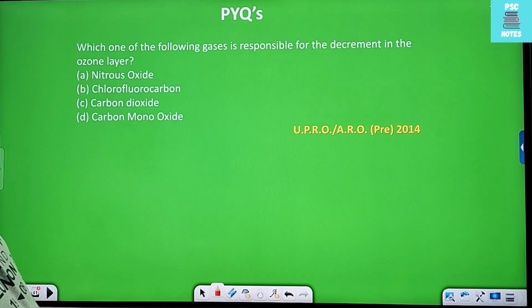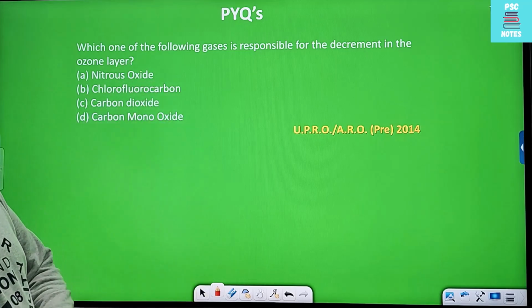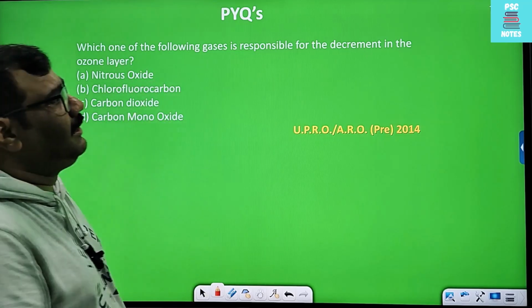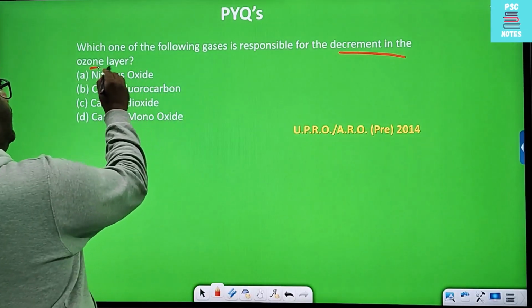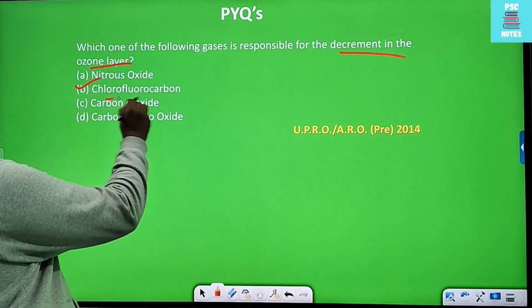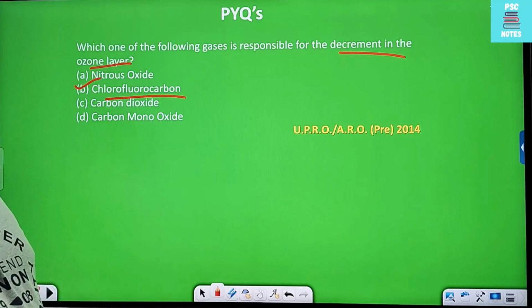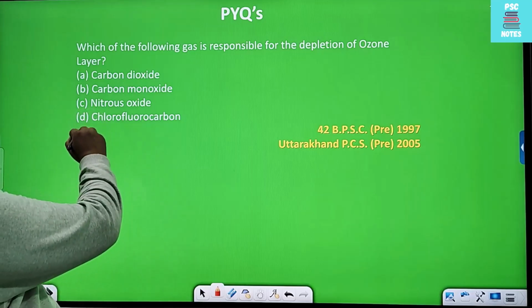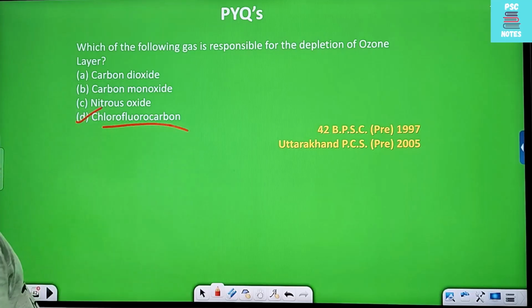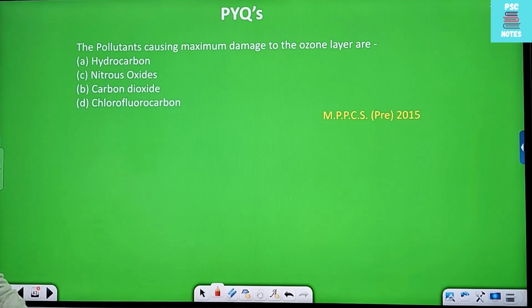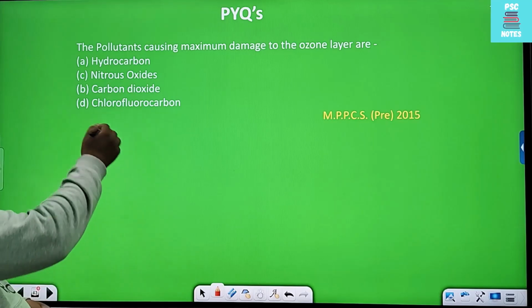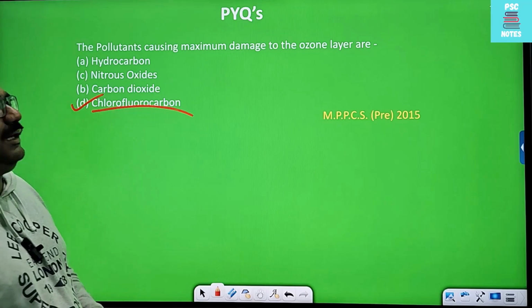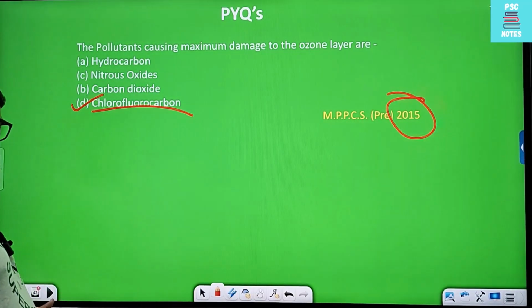Now coming to next question, which of the following gases is responsible for the decrement in the ozone layer? ठीक है. तो it is chlorofluorocarbons. ठीक है. Now coming to next question, which of the following gas is responsible for the depletion of ozone layer? Again, chlorofluorocarbons. ठीक है. Now the pollutant causing maximum damage to ozone layer is chlorofluorocarbons, asked in MPPSC prelims 2015.